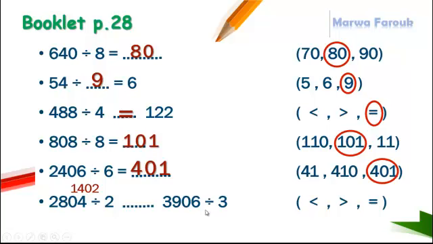The other side, 3906. 3 divided by 3 equal 1. 9 divided by 3 equal 3. 0 divided by 3, 0, and 6 divided by 3, 2. So we got 1302, and 1402 is greater than 1302.